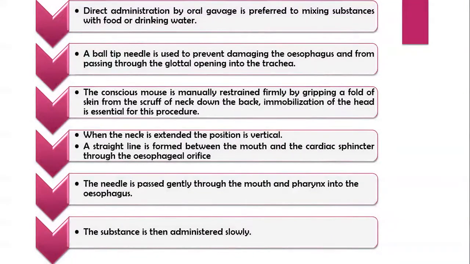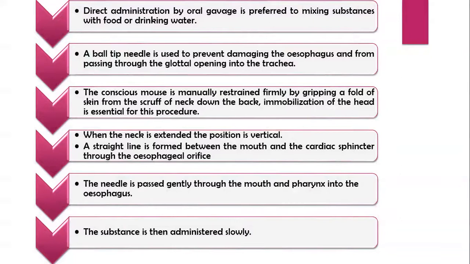Now next one is the procedure. First, direct administration by oral gavage is preferred to mixing the substance with the food or drinking water. A ball-tip needle is used to prevent damaging the esophagus and from passing through the glottal opening into the trachea. Third step is the conscious mouse is manually restrained firmly by gripping the fold of skin from the scalp of the neck down the back. Immobilization of the head is essential for this procedure.